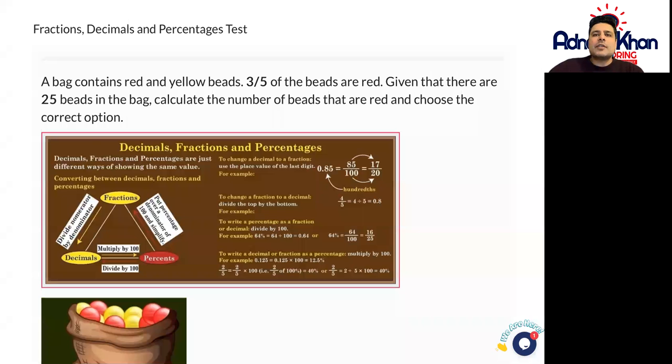Welcome to fractions, decimals, and percentages. So this particular activity is a combination of all three particular skills. Let's have a read of the first question.